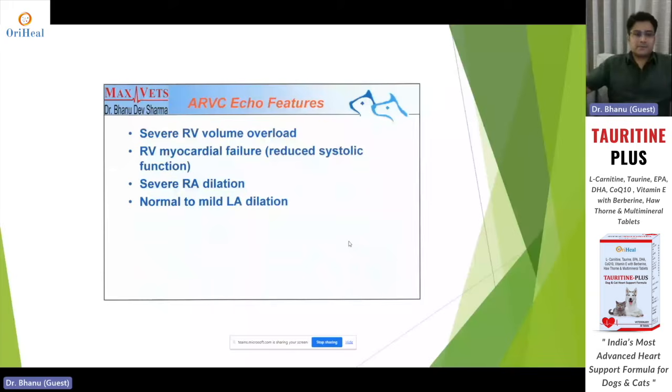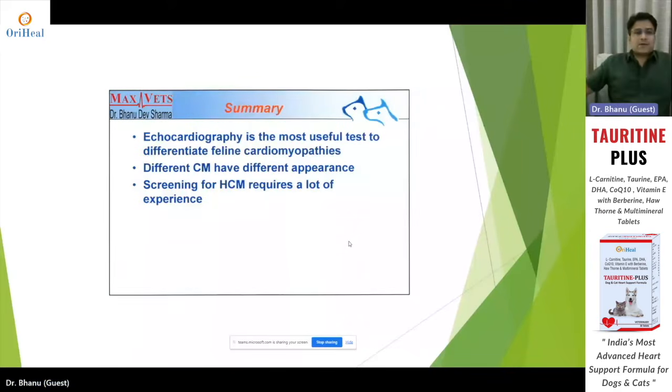To sum it up, ARVC in cats is a very rare condition, but in any cat, when you see right atrium and right ventricular volume overload, and when you suspect that the contractility of the right side of the heart is affected, then ARVC should be on the list of your differentials. To sum it up again, echocardiography is the most useful test to differentiate feline cardiomyopathies. To detect all these cardiac diseases in cats, you either have to perform the echocardiography or you refer it to a place where it is done.